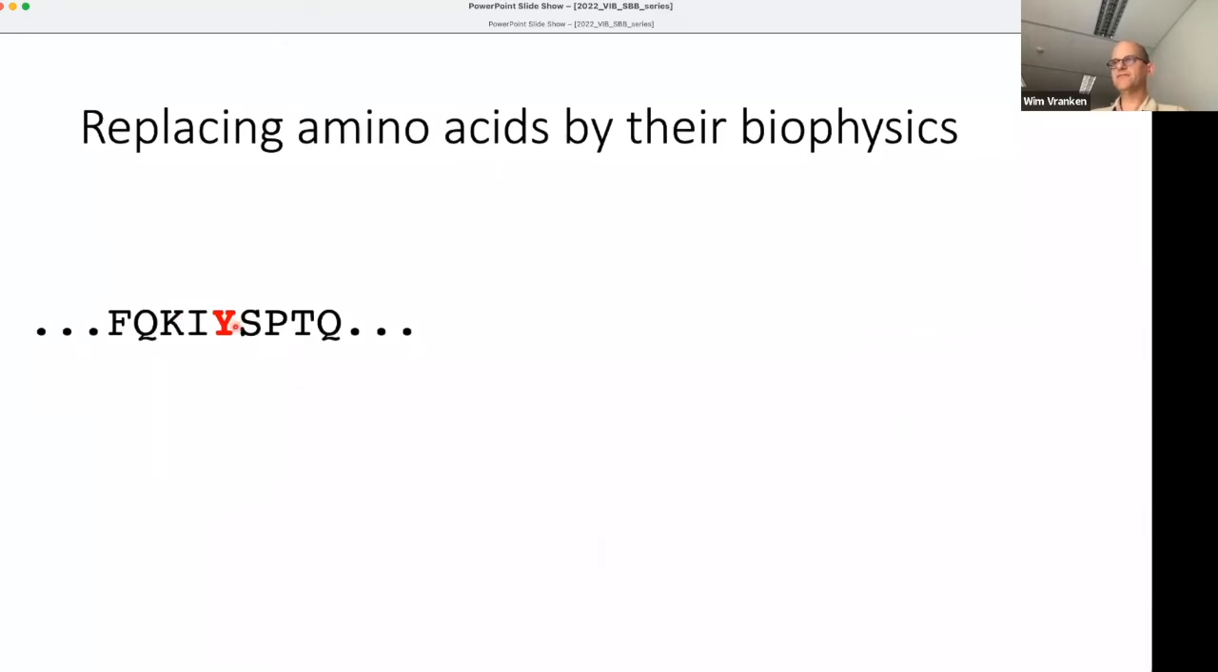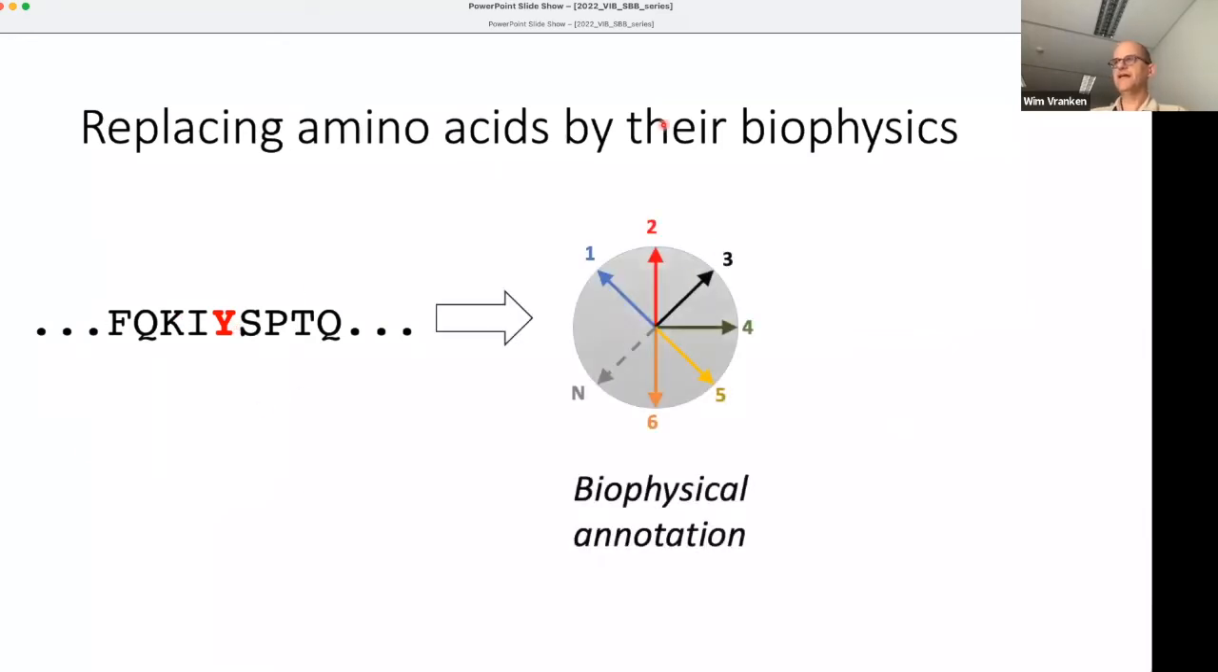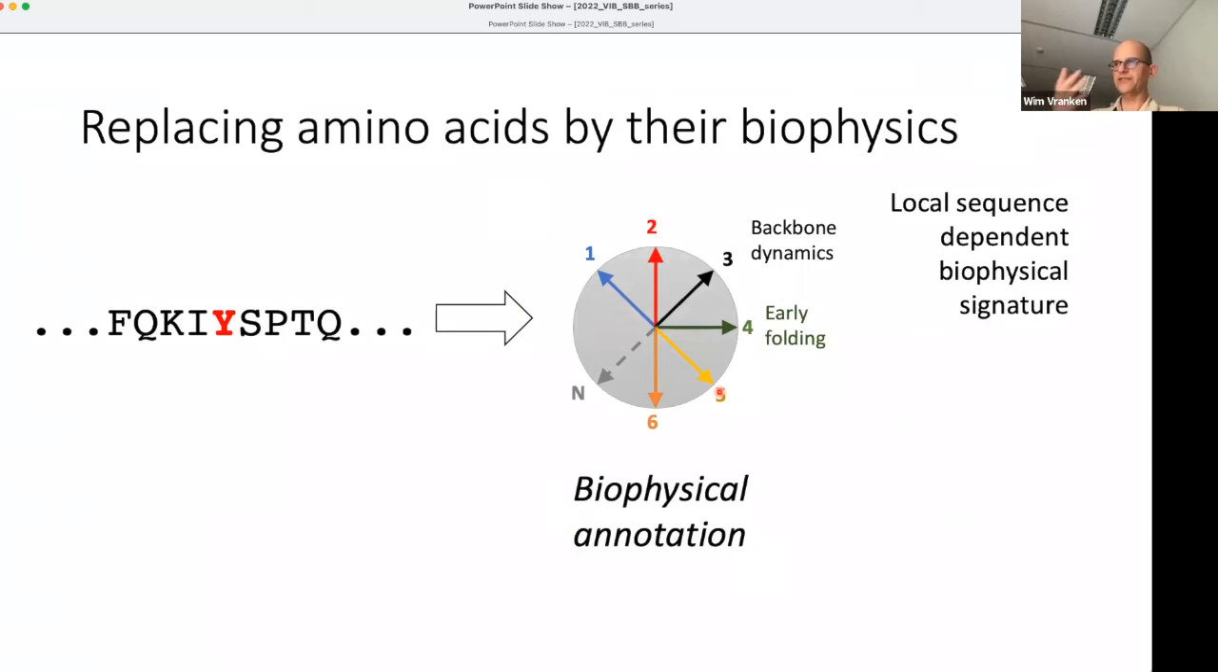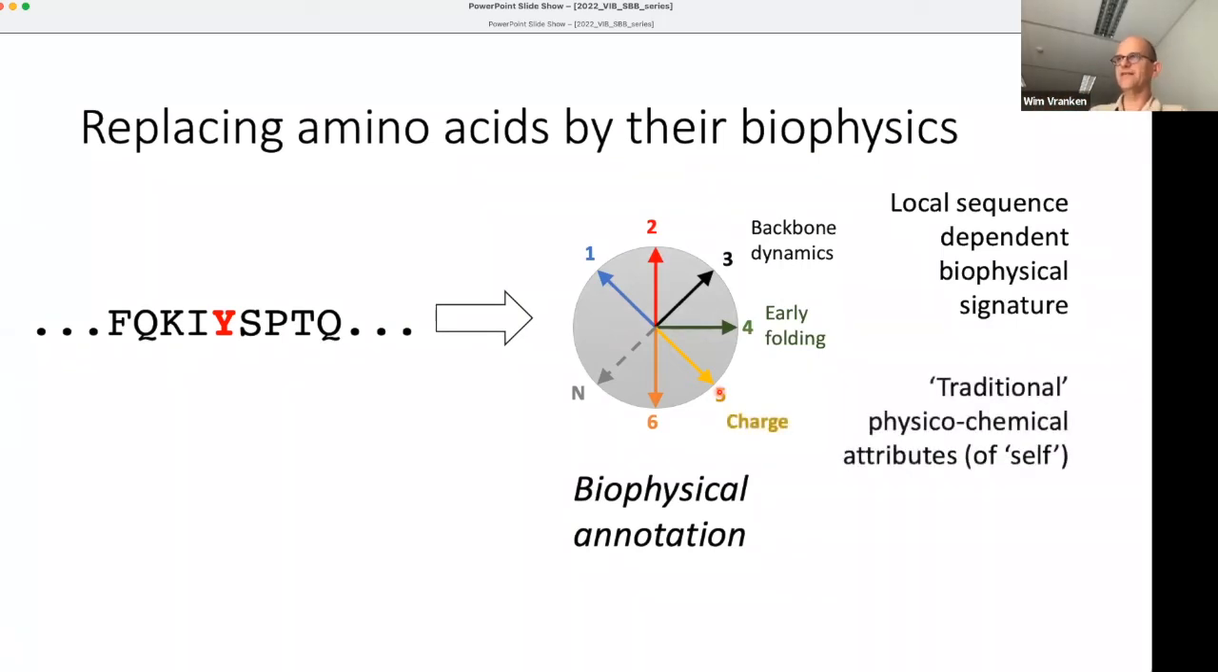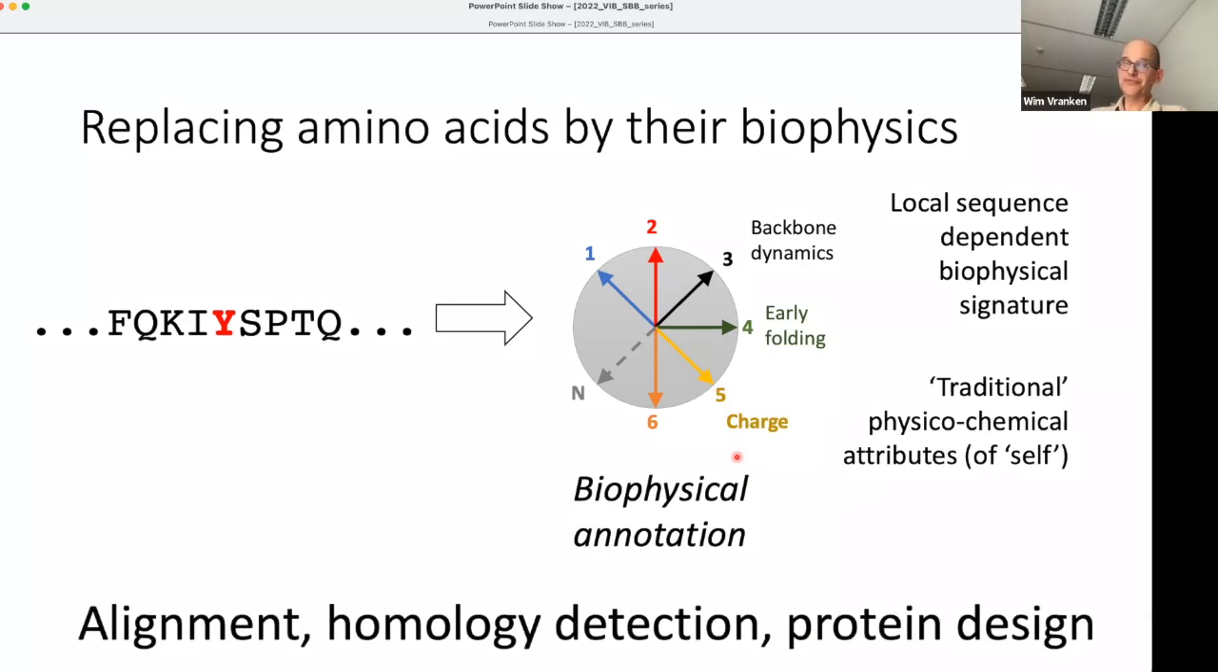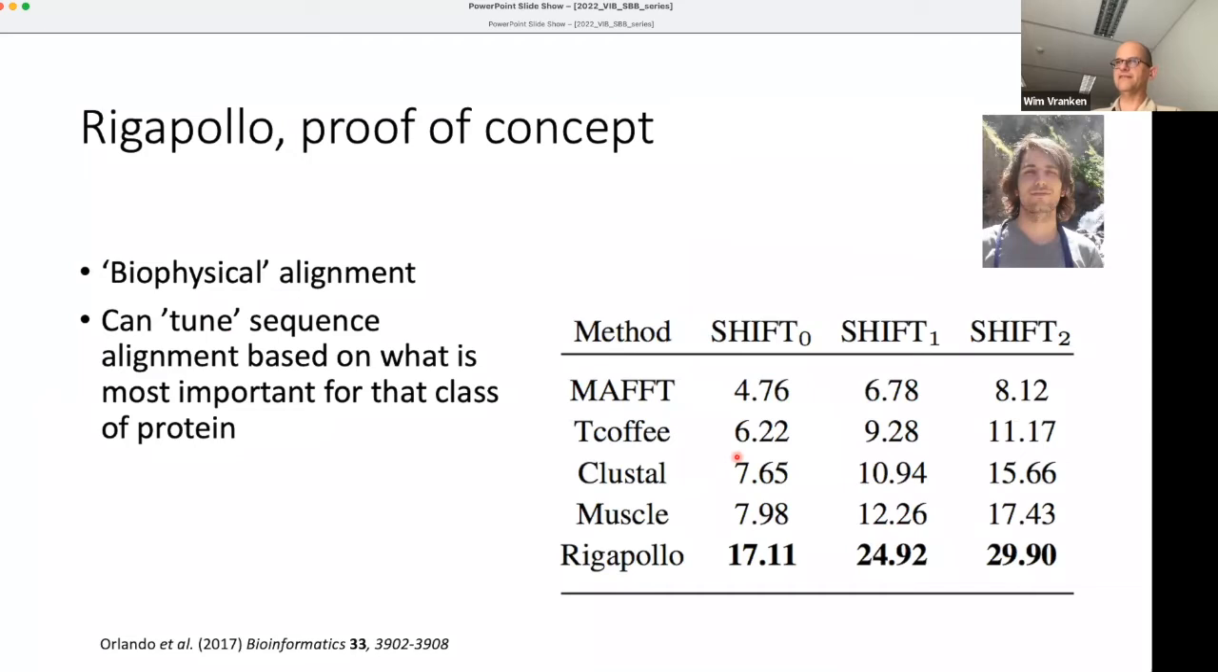So say you have a sequence, you've got that tyrosine that I mentioned in the beginning. You basically replace that by a multidimensional vector of these biophysical annotations, things like backbone dynamics, early folding, and a local sequence-dependent biophysical signature. But then also you could include things like charge or other traditional attributes of amino acids. And then you can use that framework for things like alignment, homology detection, and protein design. That's the idea. We tested that, it was Gabriele in the lab, a while back.